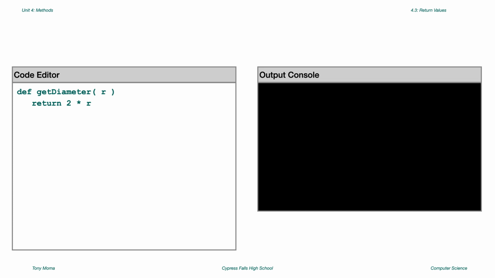Then beneath that, we're going to have a method named getCircumference, which gets the circumference of a circle. It receives one parameter, we'll call it r, and returns 2 times r times 3.14.